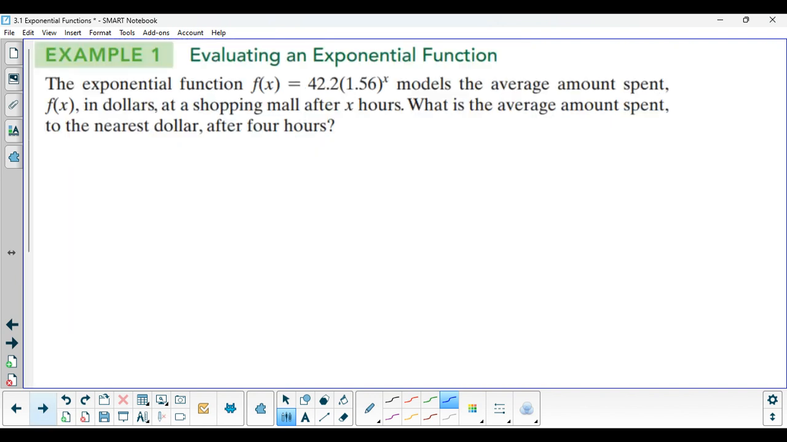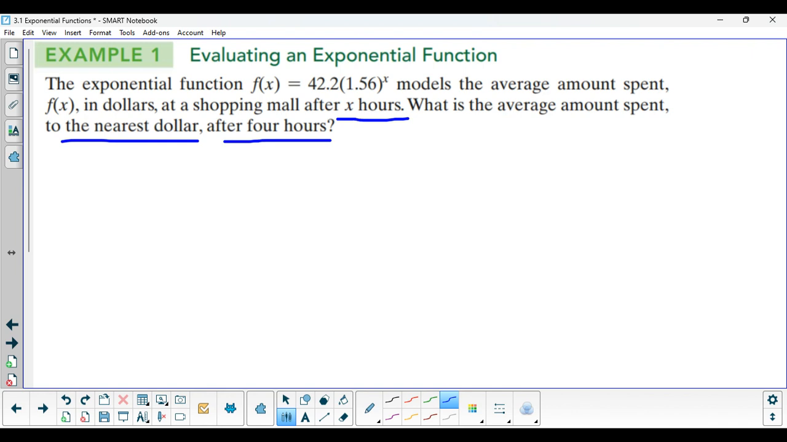So as we get into our actual examples that I'm going to ask you to follow along with me, we see that we have an exponential function. It's got that x in the exponent. So 42.2 times 1.56 to the x power is the average amount spent in dollars at a shopping mall after x hours. That's going to be important. What is the average amount spent to the nearest dollar? That's telling us how our answer should look after 4 hours.